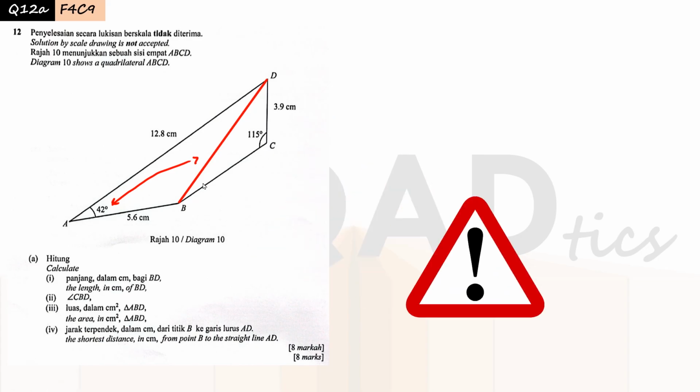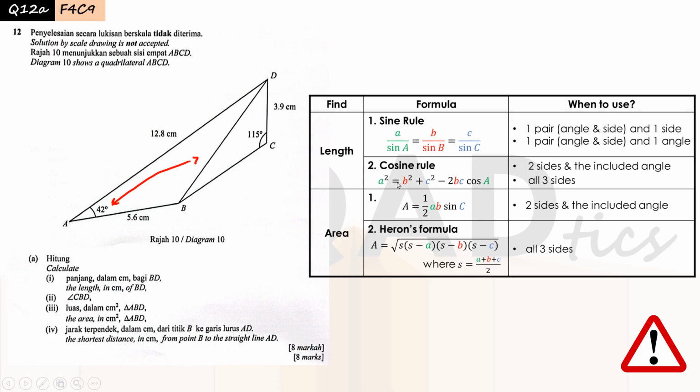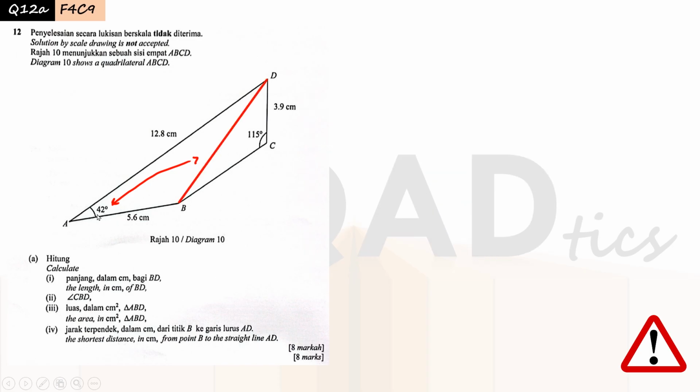So this is a very clear indication that we should use cosine rule to help us, because here it says two sides. Two sides here means line AD and line AB, because the length of the two sides is given, and the included angle. Included angle means the angle between the two lines just now, which is 42. So we can use the cosine rule to help us find the line BD.